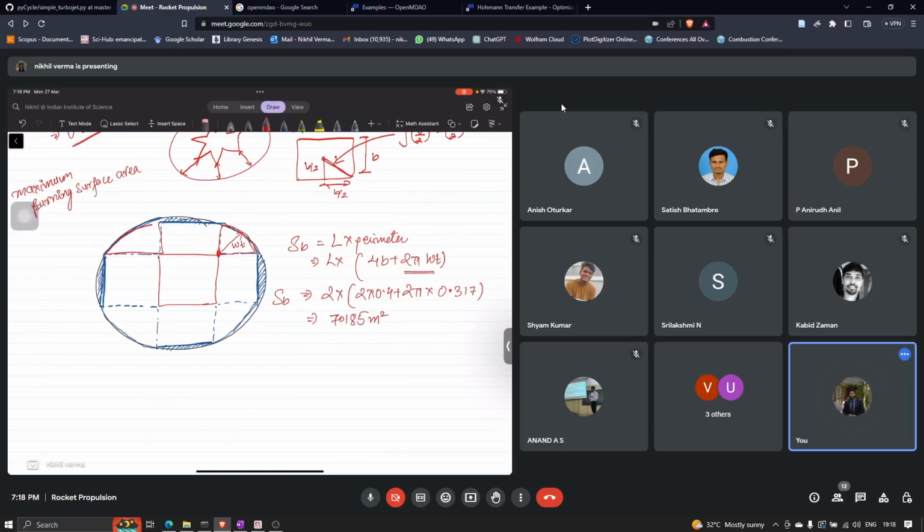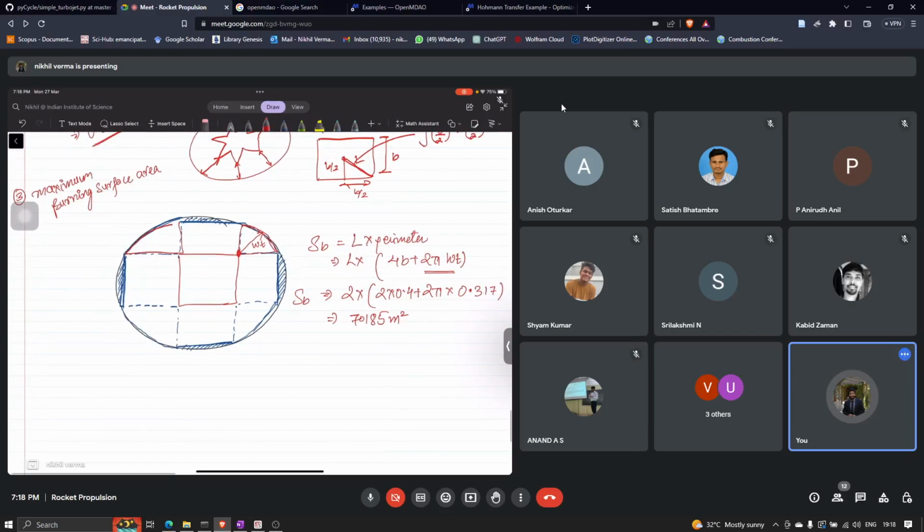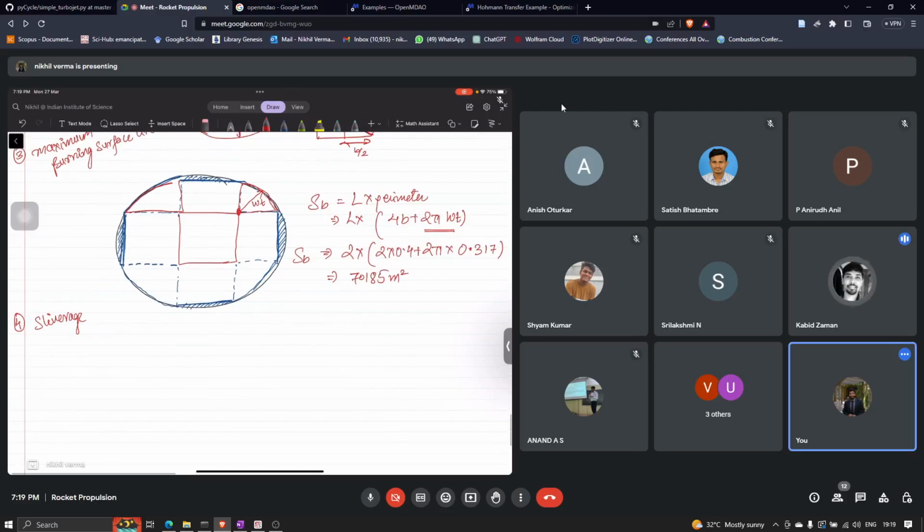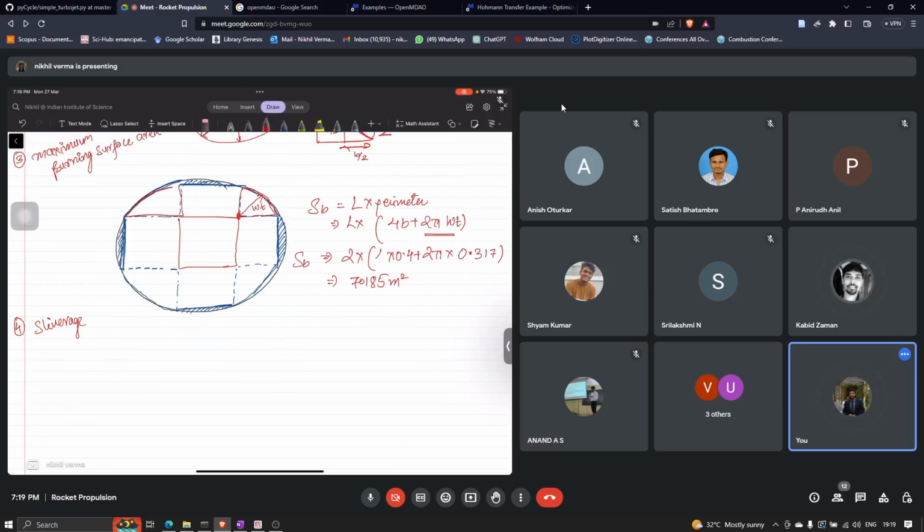So next you have to calculate the sliverage. In the previous expression, 0.4 into 2 into 0.4 or 4 into 0.4? Oh yeah, you're right, this is 4 into 0.4, right? So the answer remains the same.